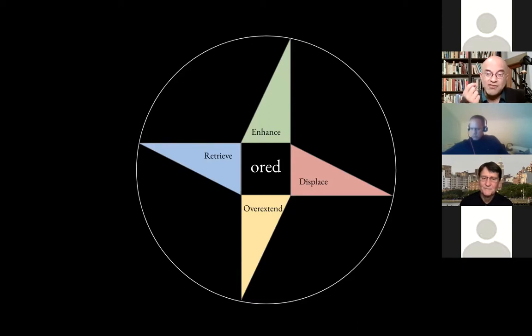So retrieve, you retrieve the core of the idea. It is the concept that you have. The enhance, you're actually building something in the external world based on that. So that is the TS part. And then what is displaced is you intuit it. And then the overextend part is your value implications of that. So that's how it maps onto Jung's functions.